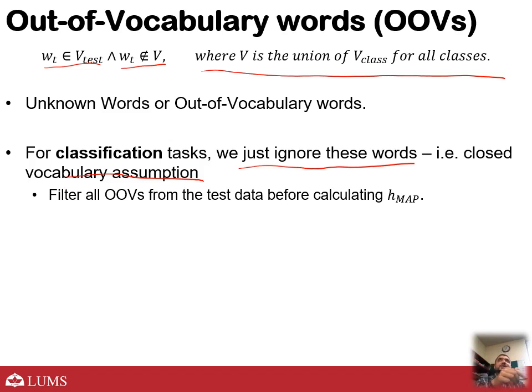In other words, you just filter all out of vocabulary words from the test data before calculating the MAP. तो आप सबसे पहले ये करेंगे, अपनी टेस्ट ईमेल के अंदर जाएंगे, हर वर्ड पे जाके देखेंगे क्या ये मेरी ट्रेनिंग की vocabulary में है, नहीं है, है, नहीं है, और जितने वर्ड नहीं होंगे उनको ज़ाया कर देंगे.